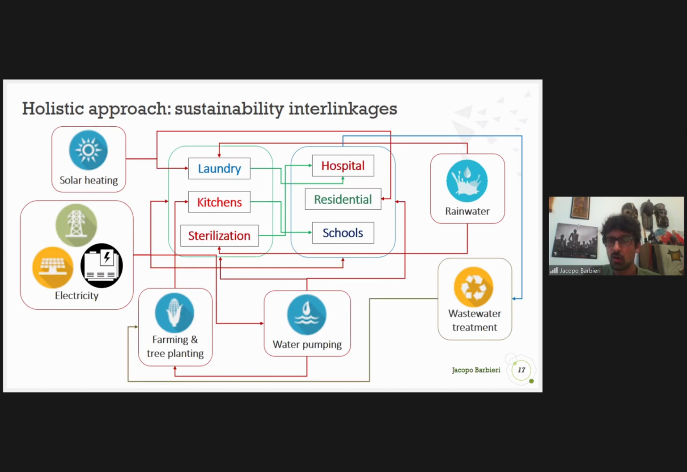So all the areas in the hospital produce wastewater, and the treated wastewater can partially be used, for example, as a fertilizer for the farming. This is just to give an example of how we consider sustainability interlinkages under a holistic approach.